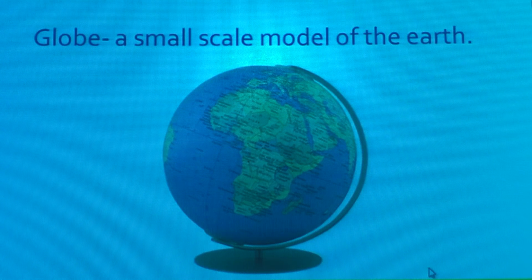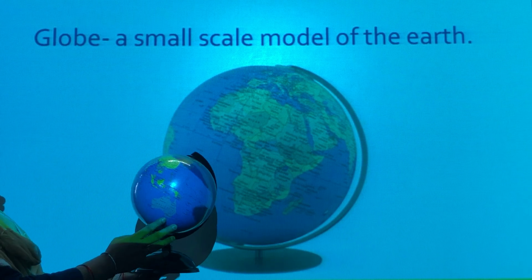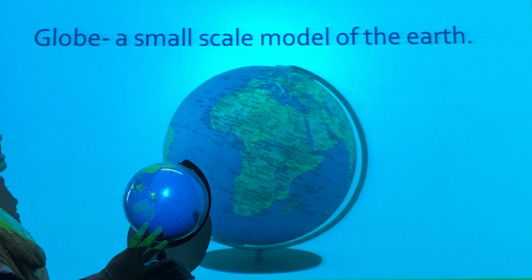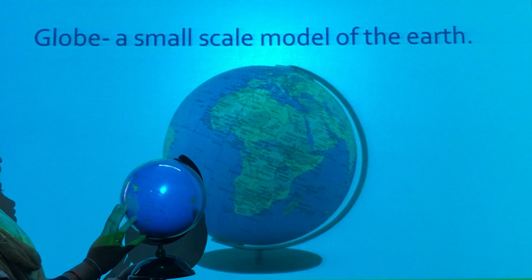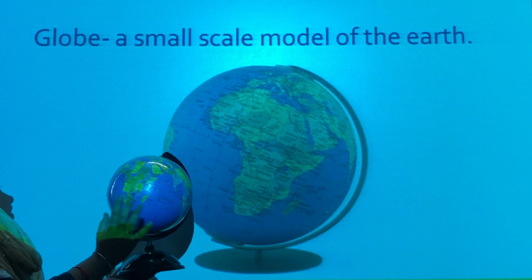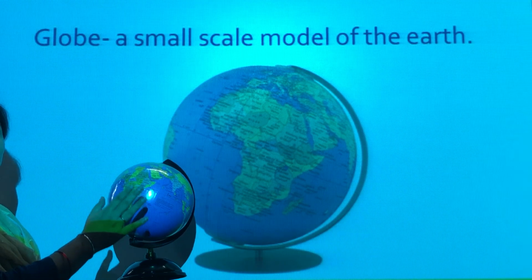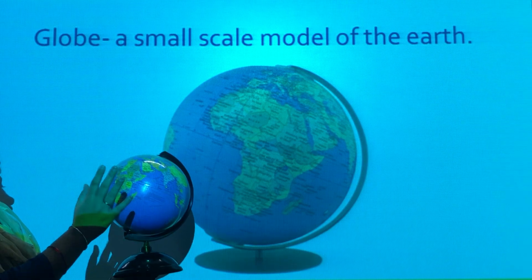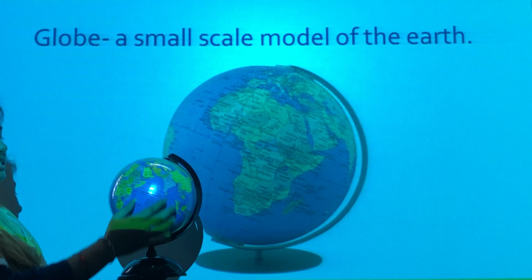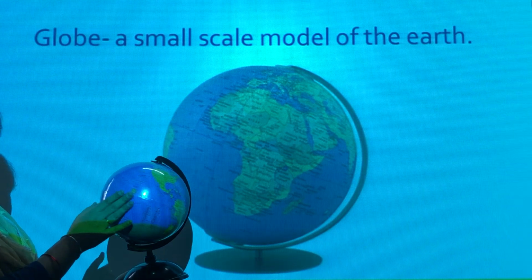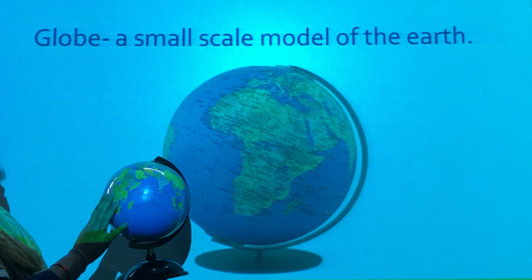See, globe. What is a globe? A globe is a small scale model of the earth. See, this is a globe. It represents the exact shape of the earth, the continents, the oceans, okay? As the earth rotates on its axis, similarly this globe is also mounted on an axis that can be rotated freely, just like the earth, okay?